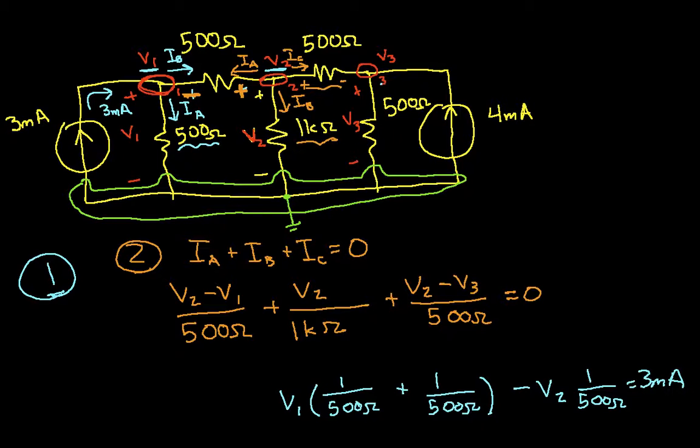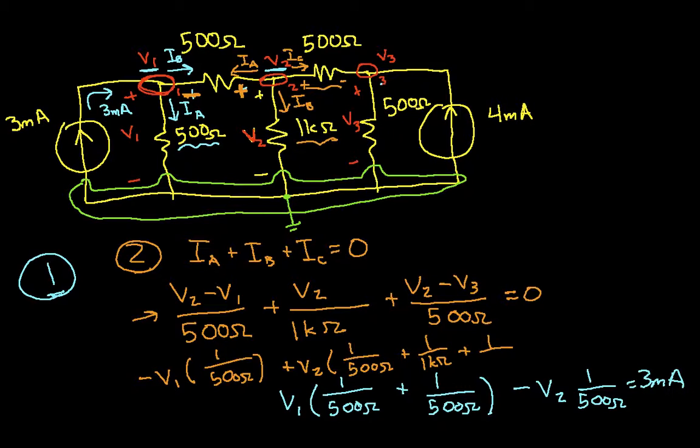And so I can do the same thing here that I did with my equation for node 1 and write it as minus V1 times 1 over 500 ohms, plus V2 times (1 over 500 ohms plus 1 over 1K ohm plus 1 over 500 ohms), minus V3 times 1 over 500 ohms, and this is equal to 0. So this then is my second equation.